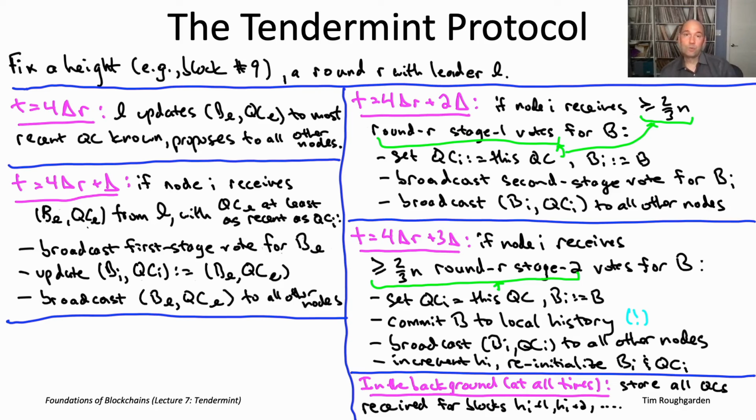So that's the first reason why you might dip into these QCs for future blocks. The second moment in time you might be making use of these QCs for future blocks is going to be at the end of each round. Okay, so at time 4 delta R plus 4 delta. This can be thought of as either the end of the current round R or the beginning of the next round R plus 1. Let's think of it as the end of round R. So this code is going to be executed just before the first phase of round R plus 1.